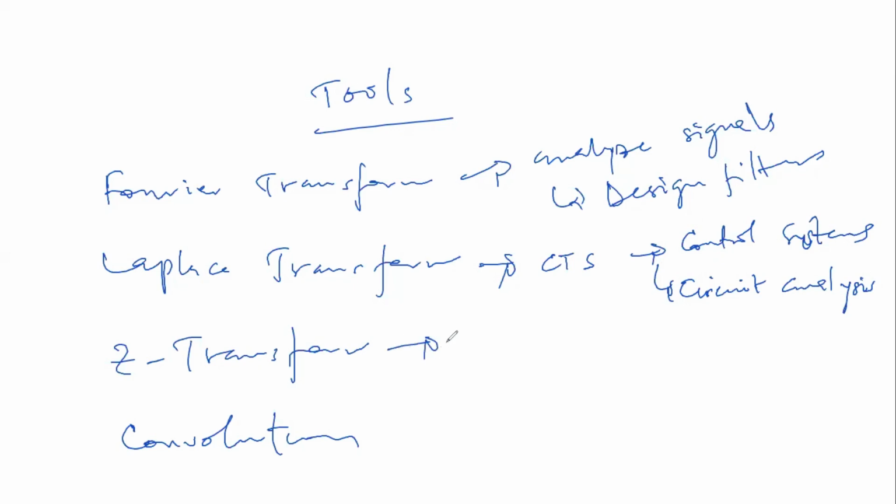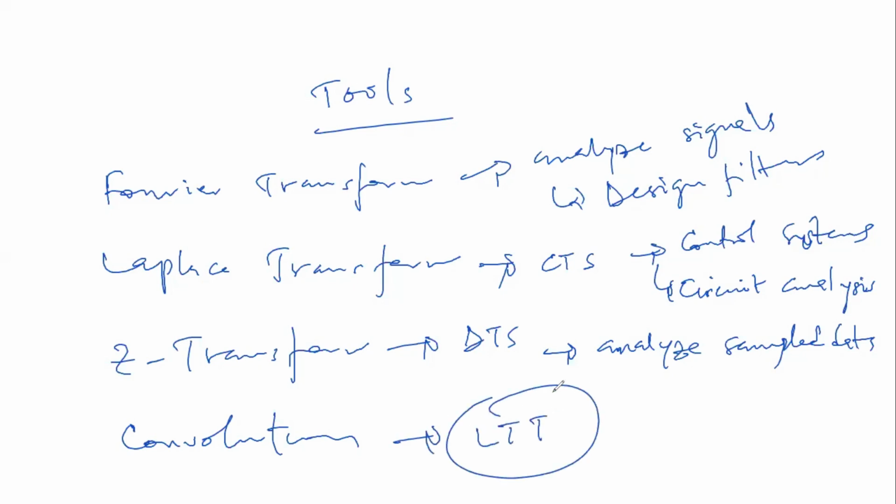Whereas your Z transform applies to discrete time systems, and this also is used to analyze sample data, right? To analyze sample data. So we want to use this in signal processing and control systems. For your convolution, we literally use this to determine the output of LTI systems, like I mentioned earlier. And then we also use this for image processing and for filtering.